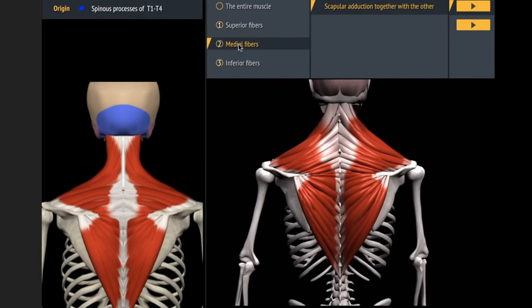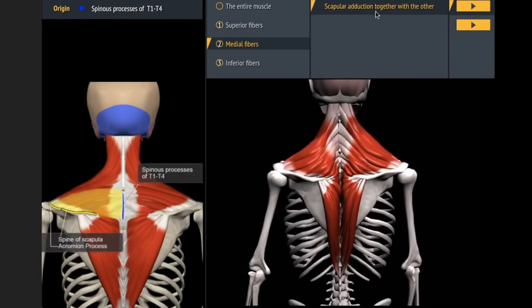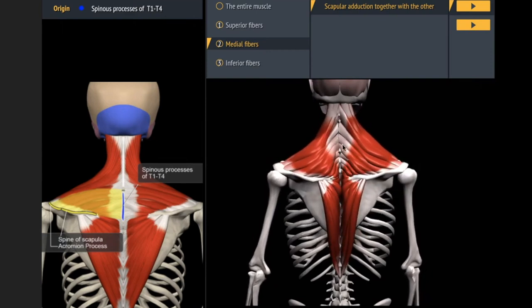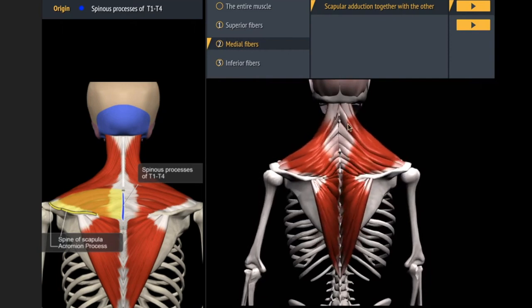Let's move to the middle medial fibers. So we have scapular adduction. That is the only thing that those have in common. And once again, primarily these fibers, and then we have the middle section of this moving into the same direction. So it's almost like this little trapezoid right here, which is what a lot of people call it.